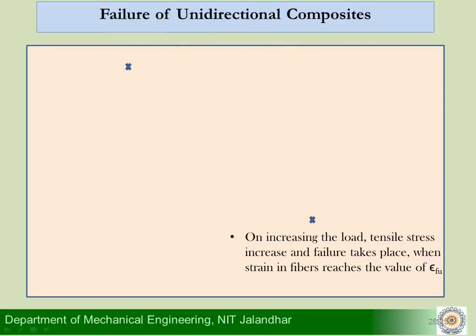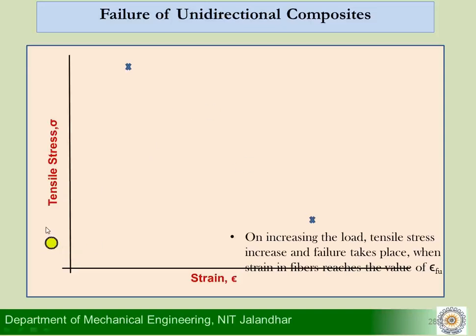We initially discussed in our class that the matrix is very tough but its stiffness is very low, whereas fibers like glass fibers and carbon fibers are very stiff, but their toughness is low. That is why we put them together to form a composite material, and the resulting composite may exhibit properties which are different from the fiber and the matrix themselves. Let us see on a chart here. What I'm plotting here is the sigma versus epsilon chart, that is tensile stress versus axial strain.